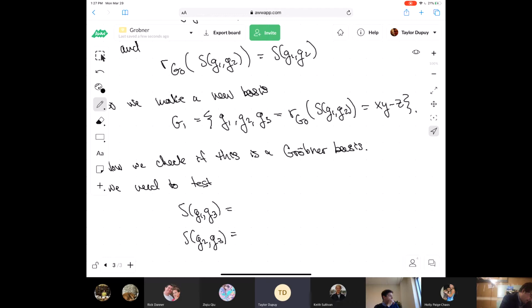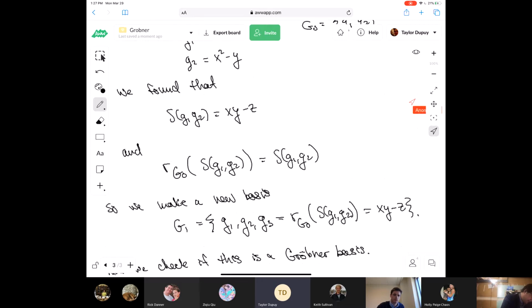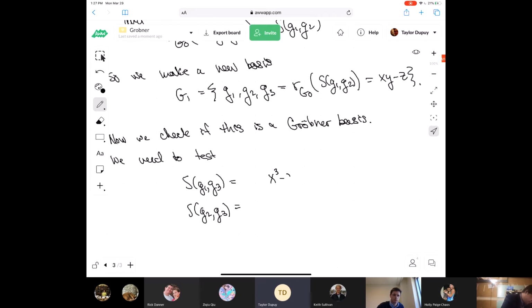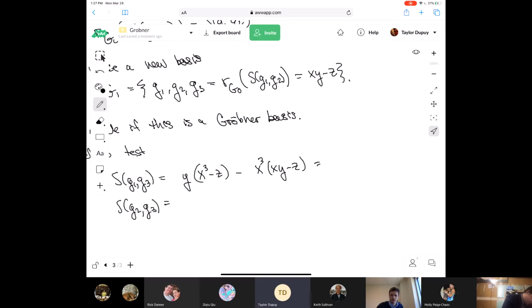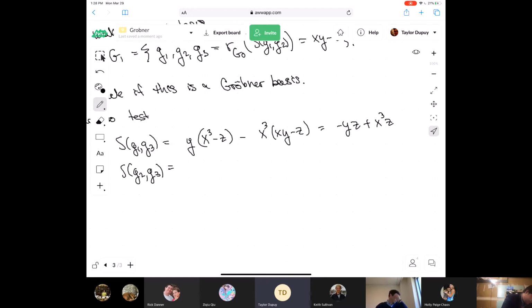Okay, so what is G1? x cubed minus z. And then this is xy minus z. So we need to match this. This is y, and then this will get an x cubed. All right, and so what is that? Okay, so this is minus yz plus x cubed z.